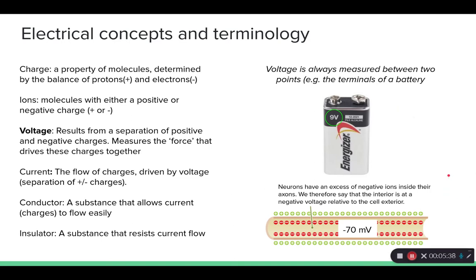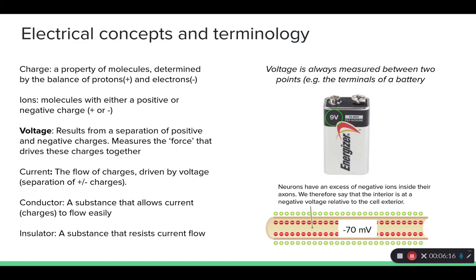If we look at neurons, neurons maintain a net excess of negative charges inside of the cell compared to the outside of the cell. And if we measure the voltage between these 2 points, between the inside and the outside, then we would measure that voltage as negative 70 millivolts. So, the key idea here is that when we're measuring voltage, what we're really measuring is the separation of charges between 2 different points and the overall electrostatic force that is drawing those charges together.